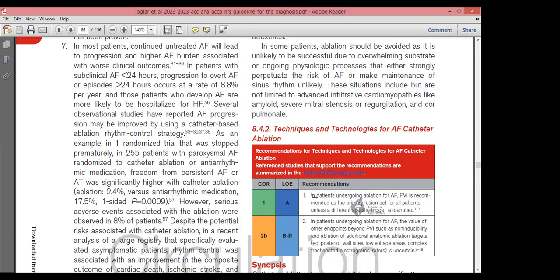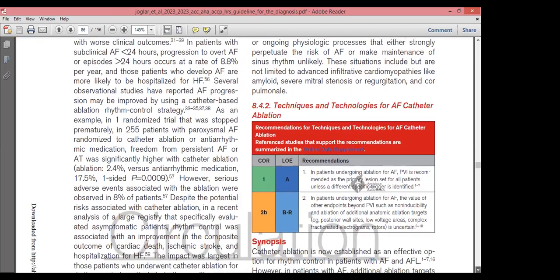So if we want to go in and do ablation, catheter ablation, the primary target should be the pulmonary vein focus for the ablation. It is a class 1A recommendation. Then other sites can be class 2.